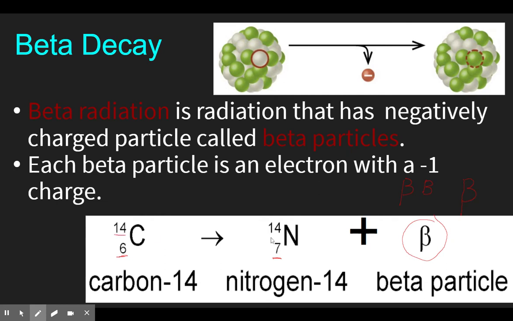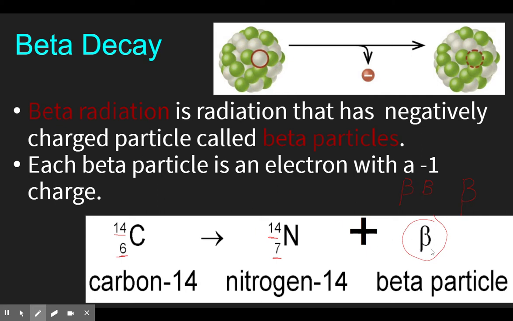So here's an example, carbon 14 going through beta decay. It goes from carbon with an atomic number of 6 and it turns into nitrogen with an atomic number of 7, but the mass number doesn't change. And at the same time, an electron is given off. But remember, this is a nuclear reaction. It's happening in the nucleus. Are electrons in the nucleus? No, it's only protons and neutrons.